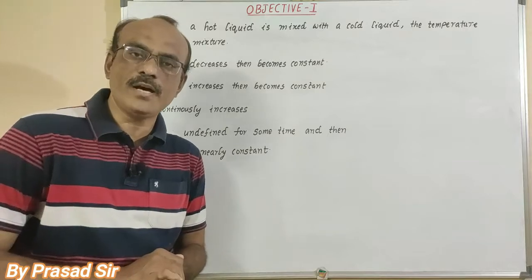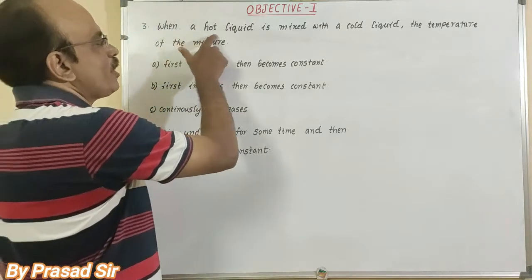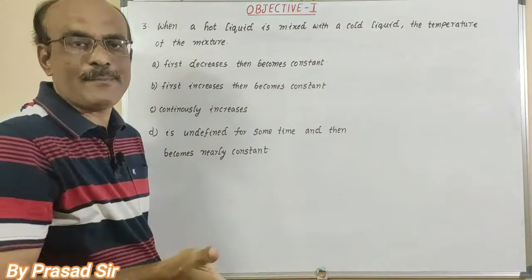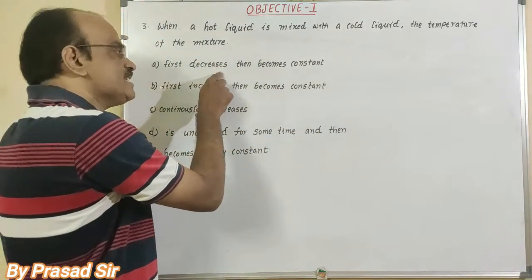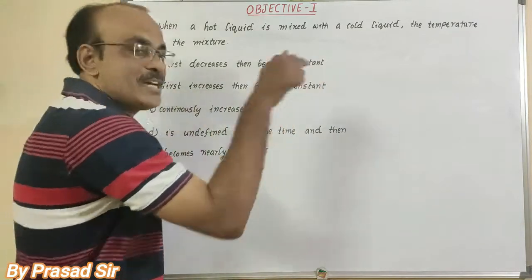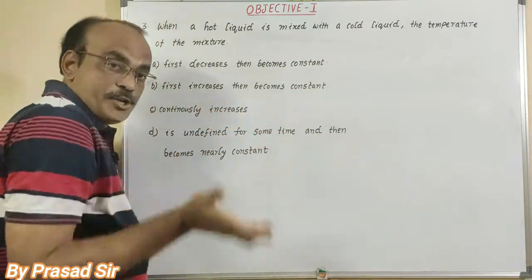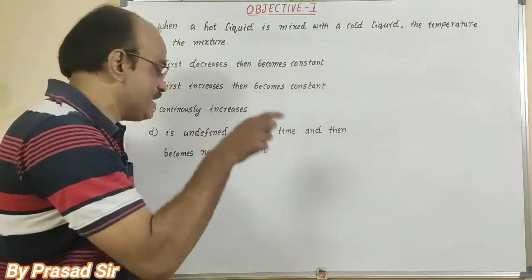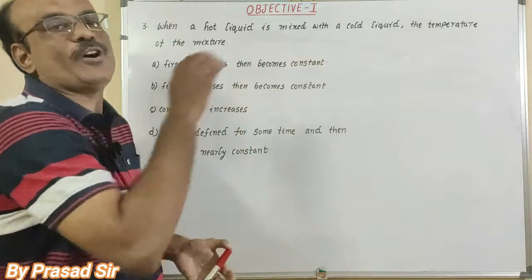Question number 3. When a hot liquid is mixed with a cold liquid, what happens to the temperature of the mixture? A, first decreases then becomes constant. B, first increases then becomes constant. C, continuously increases. D, it is undefined for some time and then becomes nearly constant.